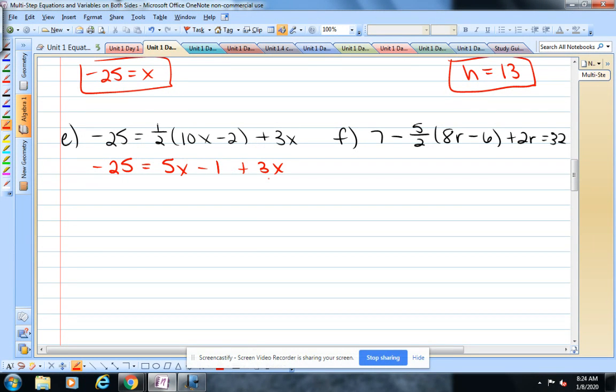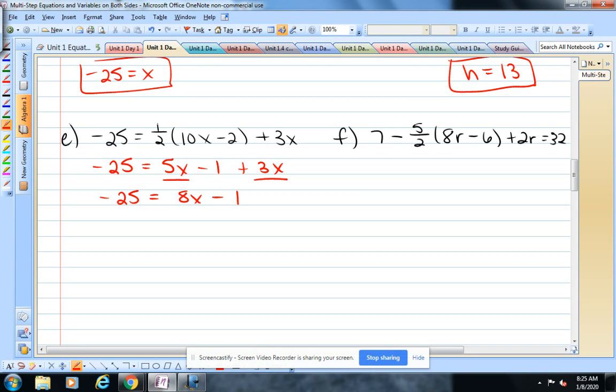All right, now what do you think we're going to do? Like terms. They have a 5x and a 3x on the right-hand side. It's okay that they're split apart, but they're still on the right-hand side. So what is 5x plus 3x? So I'm going to say negative 25 equals 8x minus 1.